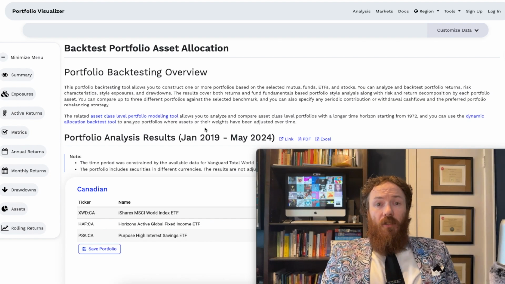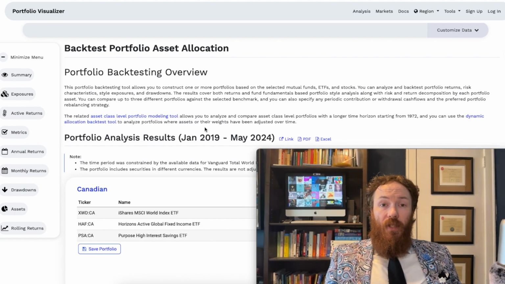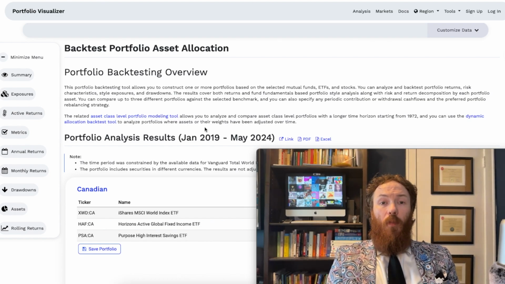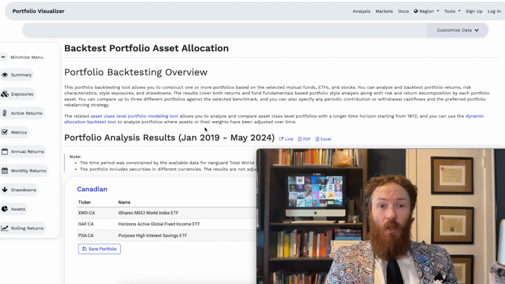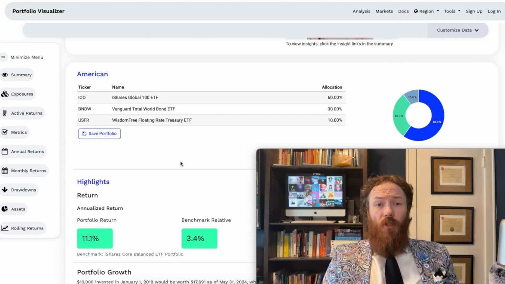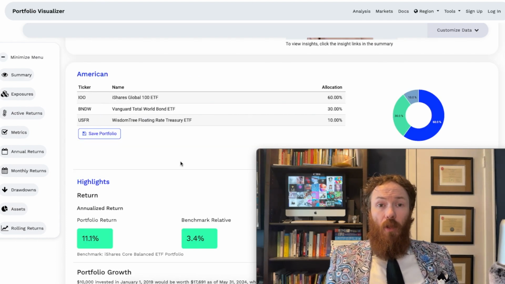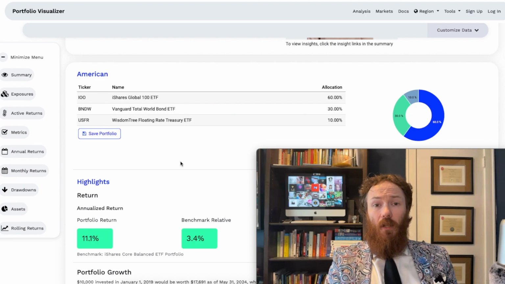So anyways, how to build the simplest portfolio is we're going to put 60% in XWD, we're going to put 30% in HAF, and we're going to put 10% in PSA. To build a simple American portfolio, we're going to build it with IOO. This is the 100 Global Index ETF. Basically, it's the biggest 100 companies. Maybe a little less boring than VT, and it has a lot better historical performance as well.